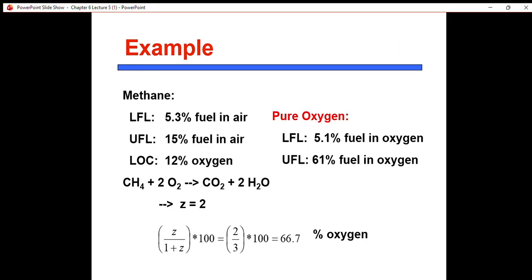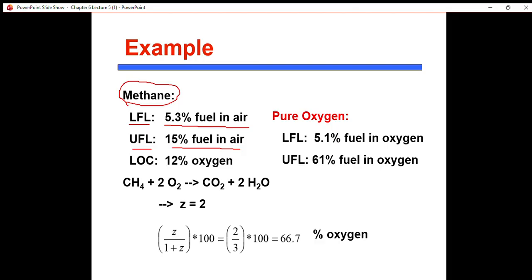In the question, the component is methane. And I need to specify where the flammability region for methane is. So I have some pieces of information that I will need. The lower flammability limit is 5.3% of fuel in air, and the upper flammability limit is 15% of fuel in air.